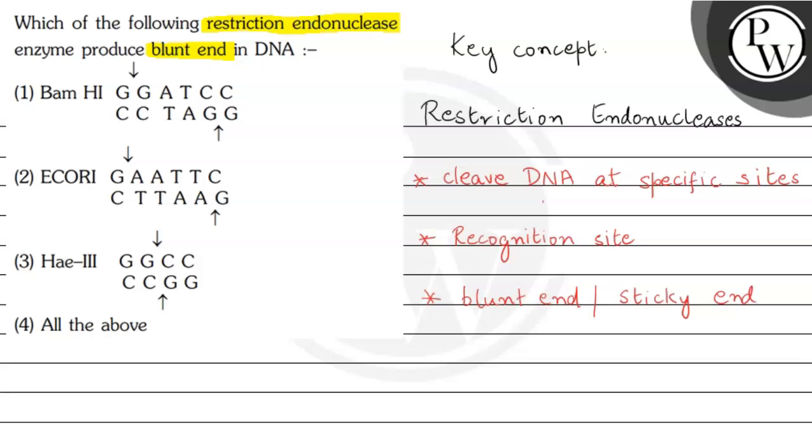So now if we see the options, the first one is BamHI. BamHI is a type of restriction endonuclease, and the recognition site which is recognized by BamHI is as follows. That is G, G, A, T, T, C. So this is the sequence, the recognition site for BamHI.